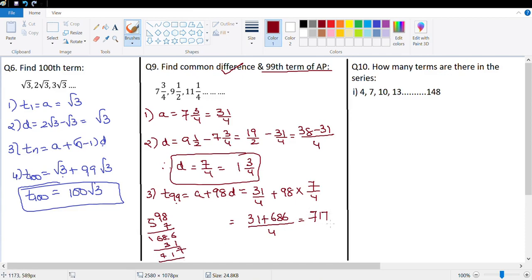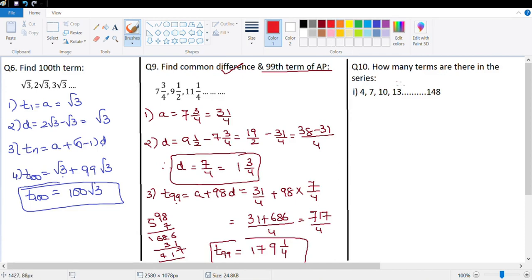717 upon 4. You can also write this as 414. That's 31. So 4728. That's 37. So 4936. So 179 1 upon 4. So that's my 99th term of this given AP. Good. That brings me to question number 10, part 1.